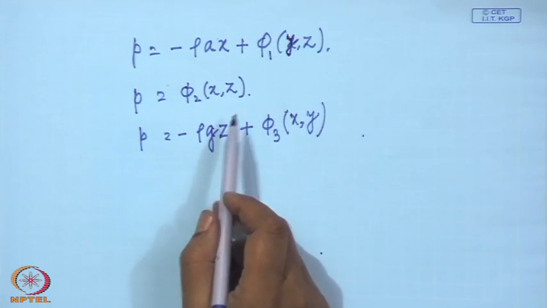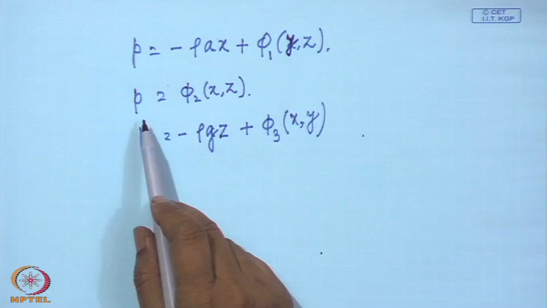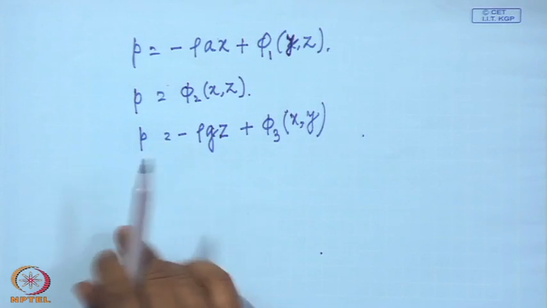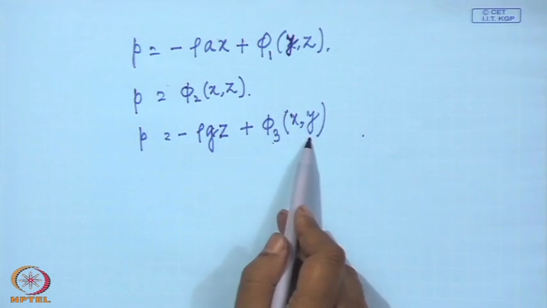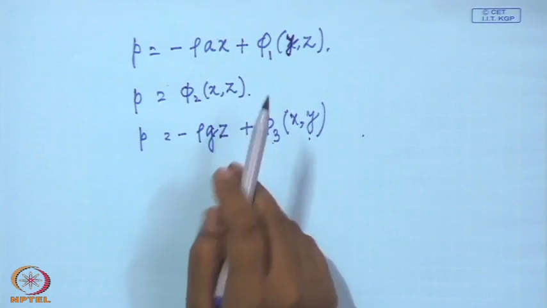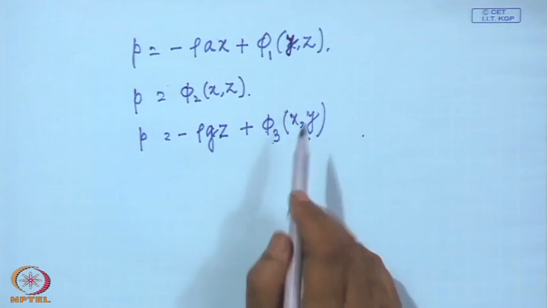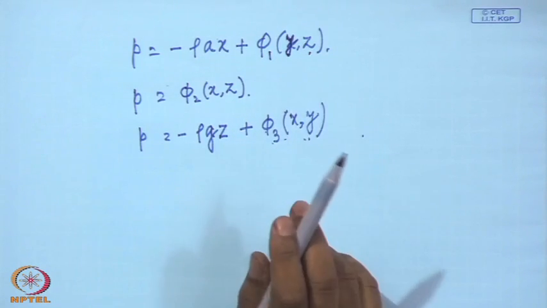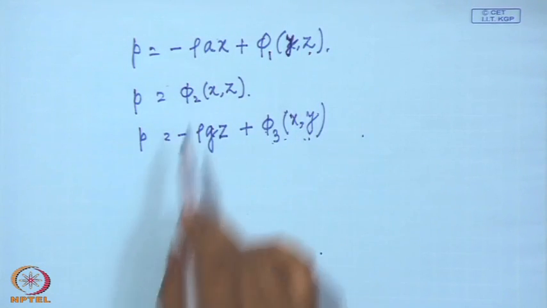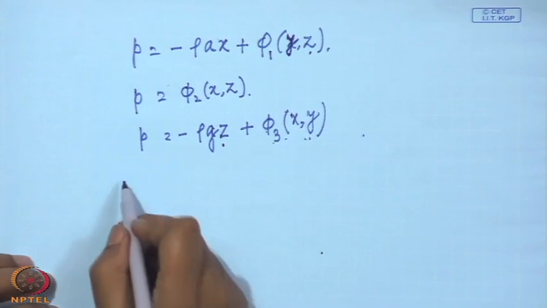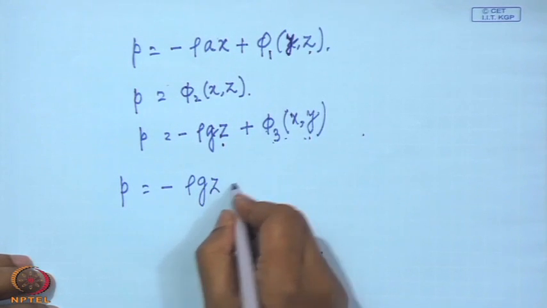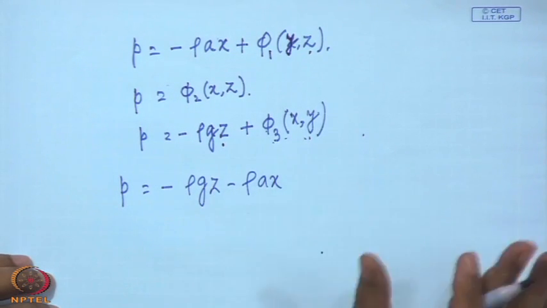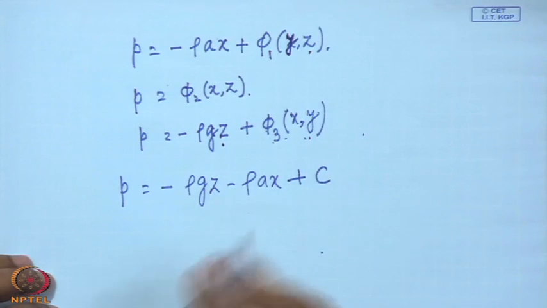Looking at these three, we can clearly see that the pressure is not a function of y, there is no y dependency anywhere. The second clearly shows that the pressure is not a function of y. So from the first and third we can drop the y; this is a function of z only and this is a function of x only, and then comparing the first and third relations, we can clearly say that pressure is minus rho g z minus rho a x plus just a simple constant, let us call it c.